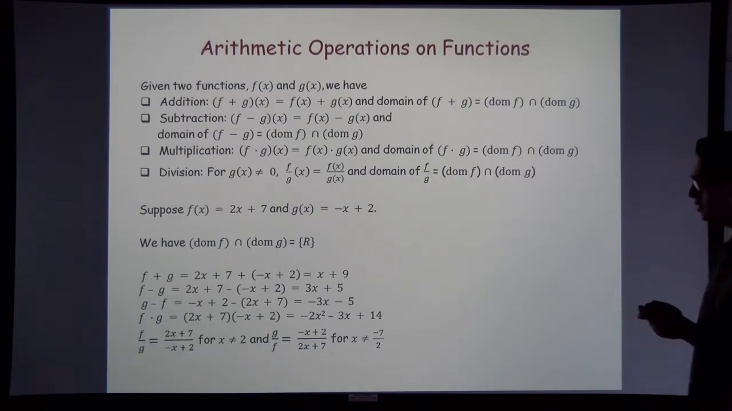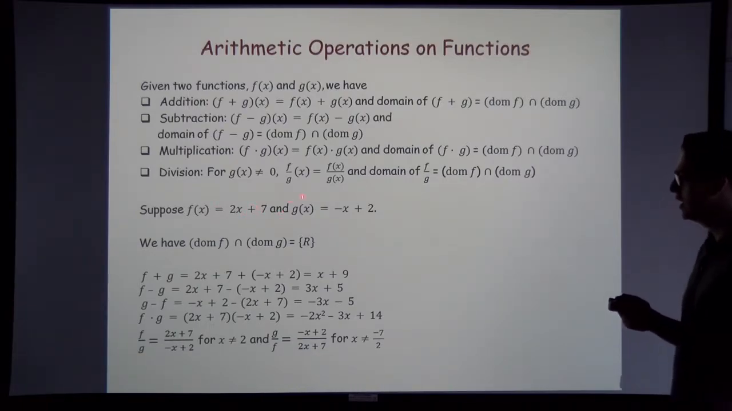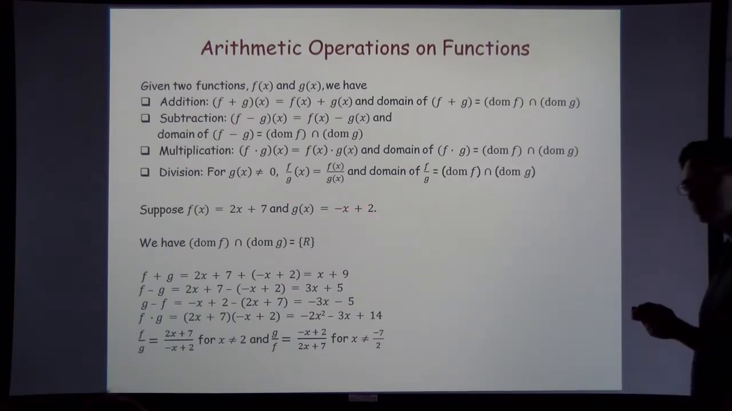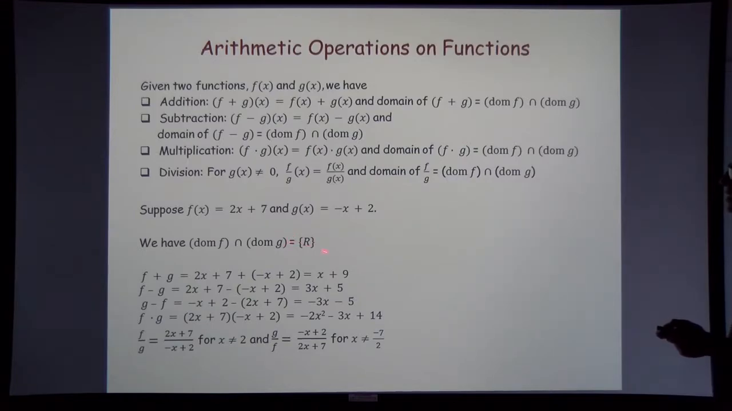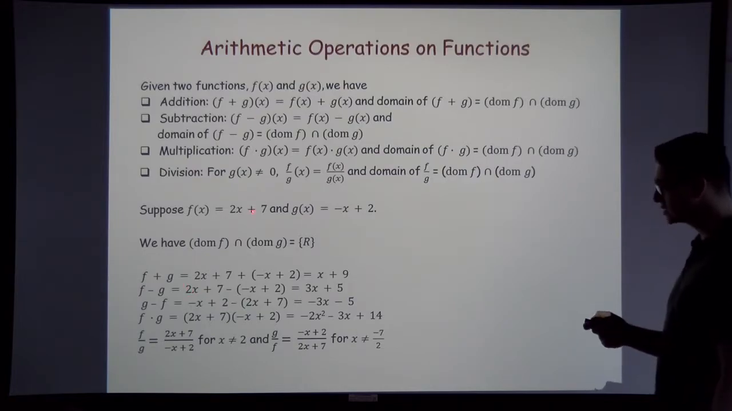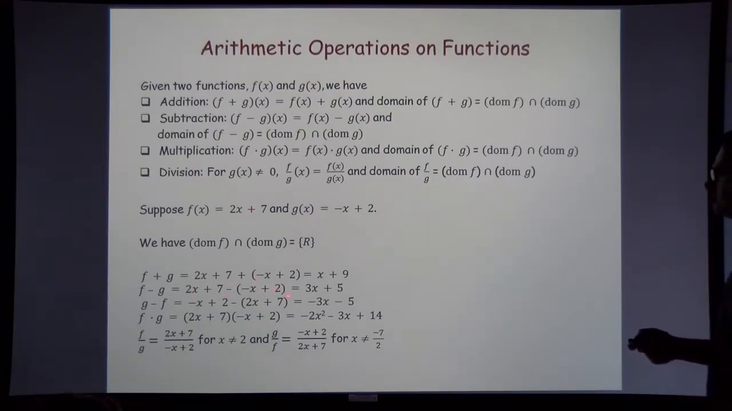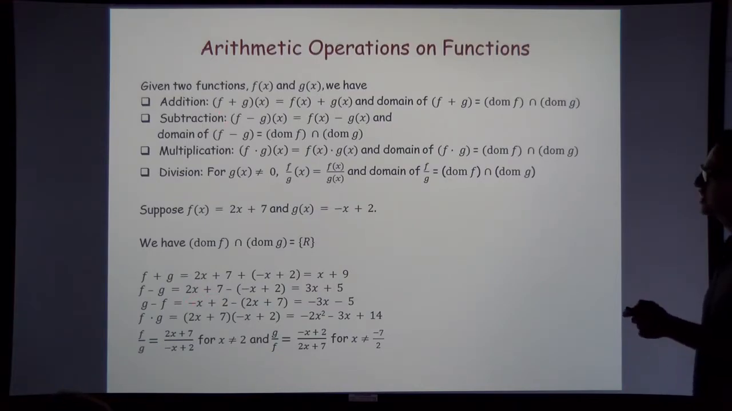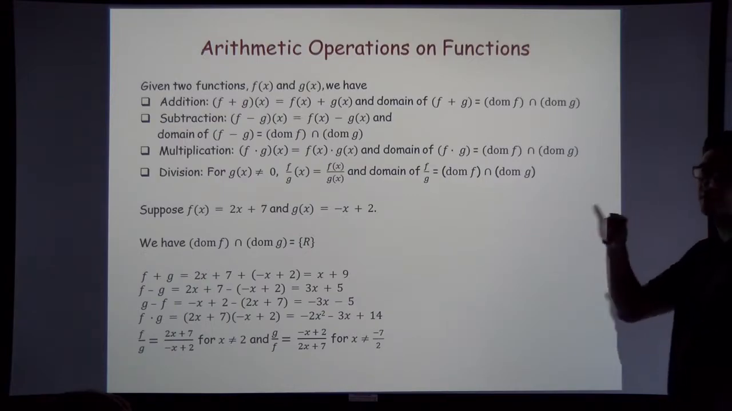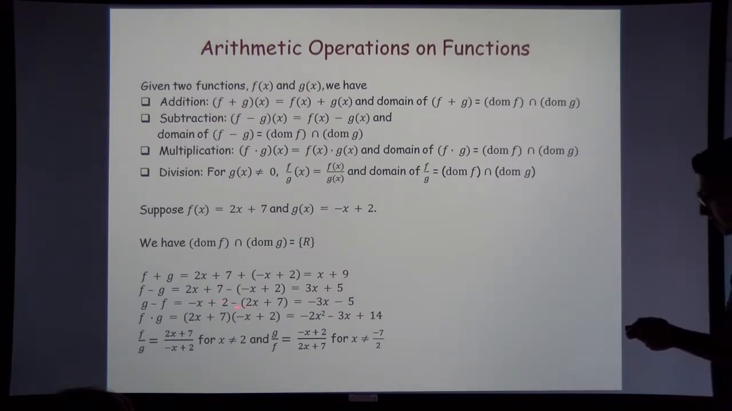So suppose f of x equals 2x plus 7 and g of x equals negative x plus 2. We have domain f intersecting domain g equal to R. So if we did f plus g, meaning 2x plus 7 plus negative x plus 2, we get x plus 9. If we were to do our subtraction, 2x plus 7 minus (negative x plus 2), we get 3x plus 5. If we were to do g minus f, for subtraction we have to set it up both ways. We have to have f first, and then g first. We get negative x plus 2 minus (2x plus 7) to get negative 3x minus 5.